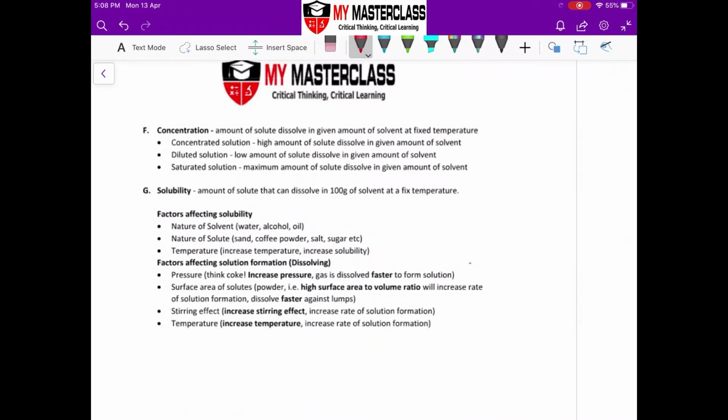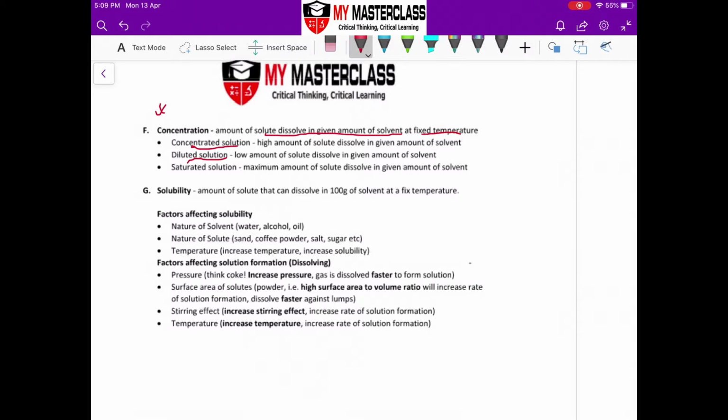Okay, we are going to continue to look at some of the terms under solution and suspension. So we have concentration. Concentration is the amount of solute dissolved in a given amount of solvent at fixed temperature. It means how much solute I can put inside a given amount of water such that it will dissolve. That will be your concentration. So a concentrated solution will have a high amount of solute dissolved. A dilute solution will have a low amount of solute dissolved.